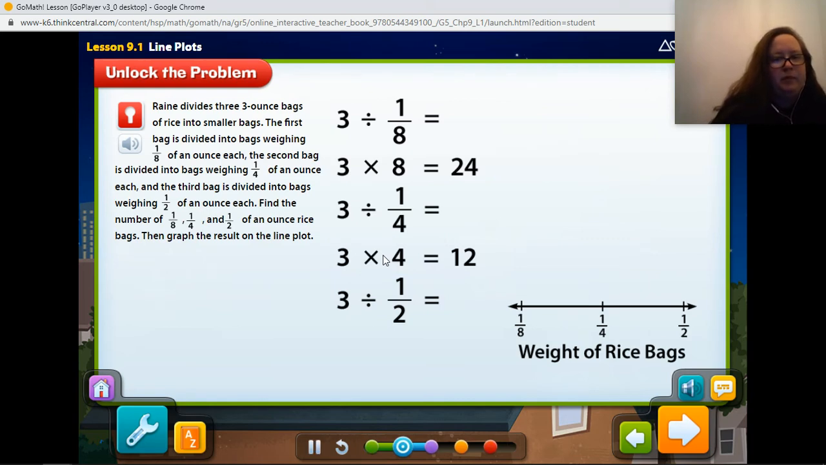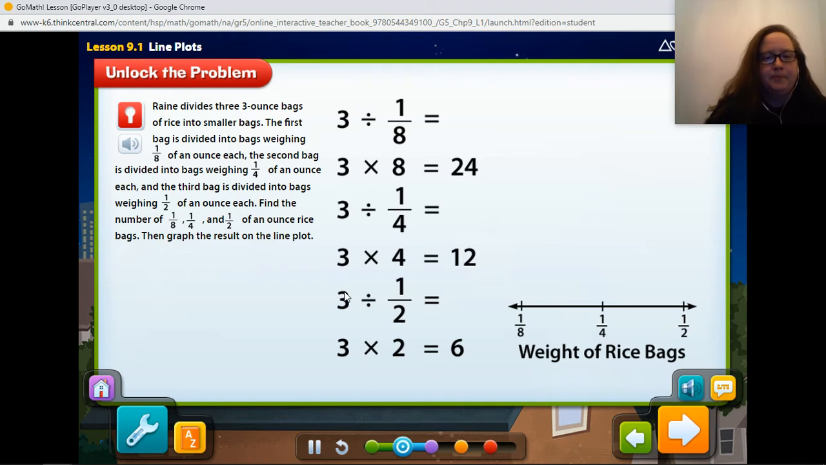3 divided by 1/2 can be rewritten as, again, first same, sign change, second flip. So 3, multiplication, 2 over 1, or 2. So 3 times 2. 3 times 2 equals 6.